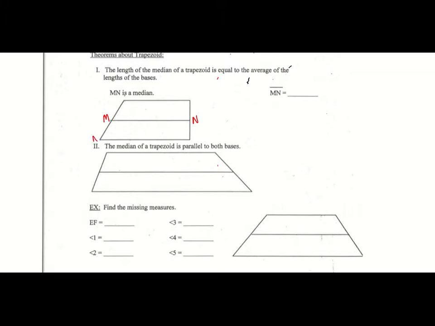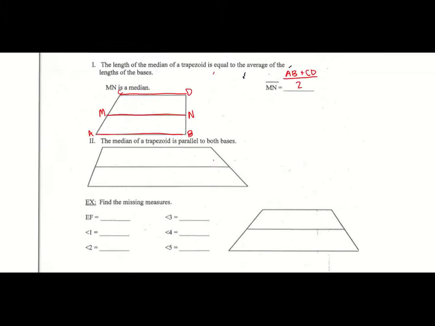If I label these other points A, B, C, D, if MN is the median and it's equal to the average of CD and AB, that means I could take those 2 and add them together. If I took my segment AB and I added CD and I divide those by 2, that gives me my average. That right there is going to equal my median, the length of my median. And we'll look at some examples in a minute.